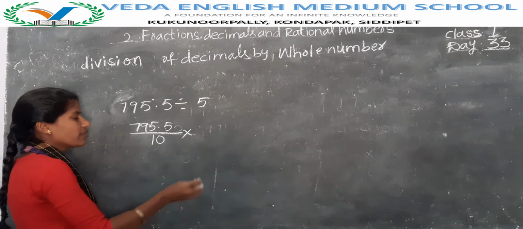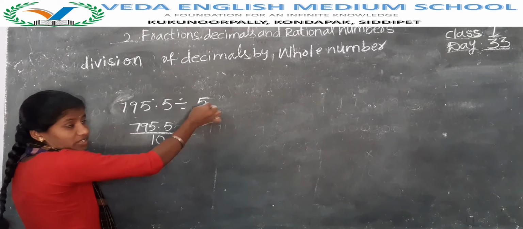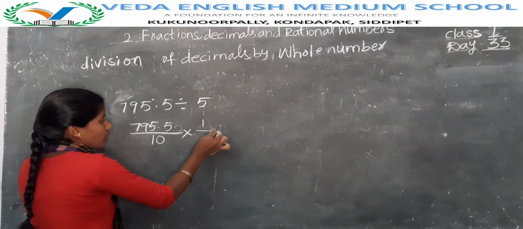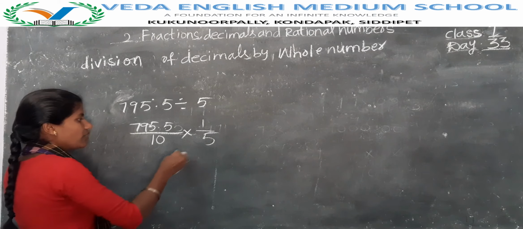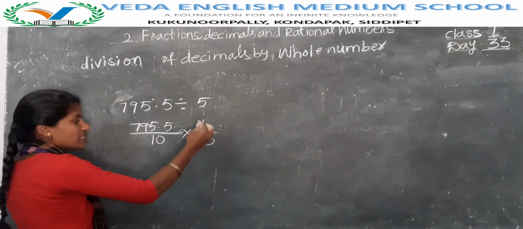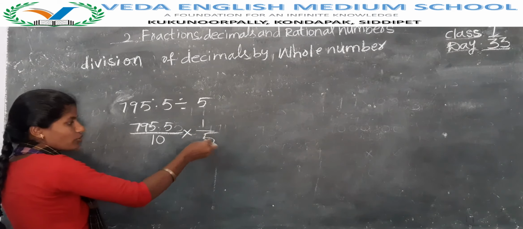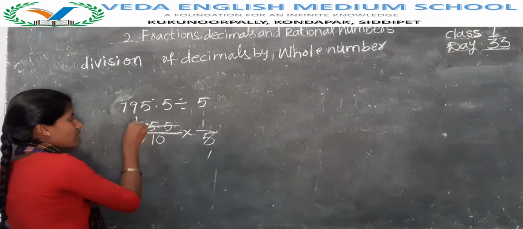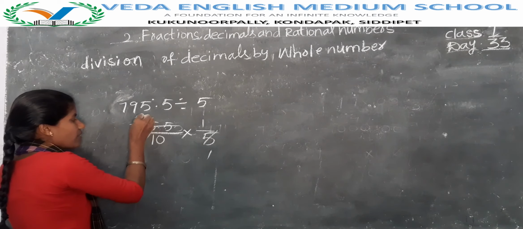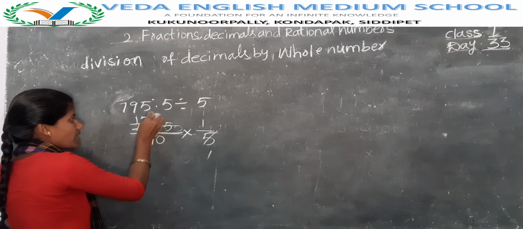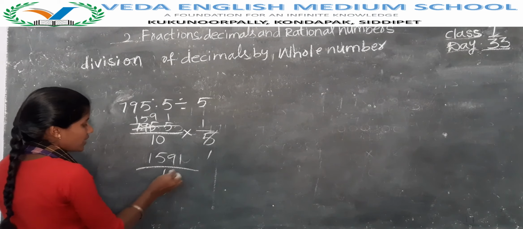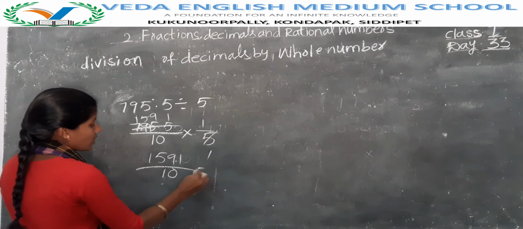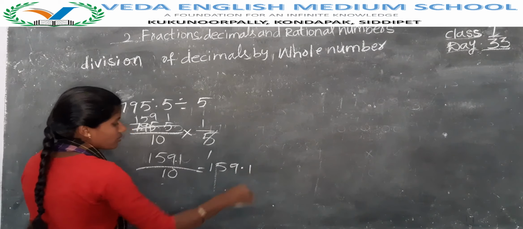Then the fraction becomes reversed. Now it is 5 by 1, so it becomes 1 by 5. If it is possible to cut, you can cut, otherwise directly you can keep the point. Now both are possible to cut, so 5 ones are 5, 5 ones are 5, 5 fives are 25, plus 4 remains, 5 nines are 45, 5 ones are 5, 1 5 9 1 by 10 will be left. After 1 digit you will get the point: 159.1.